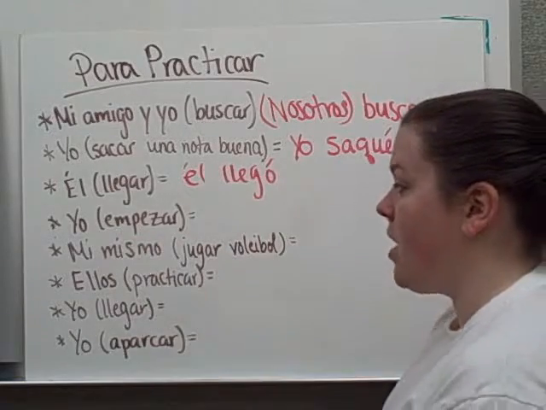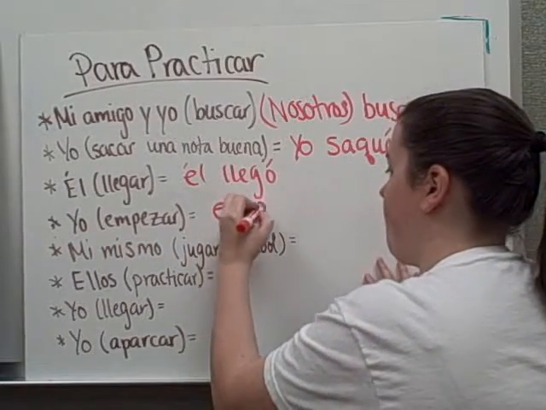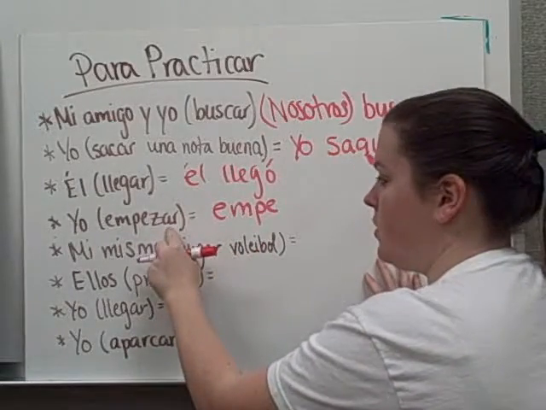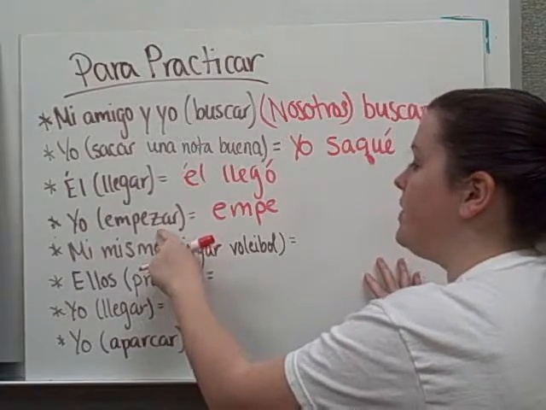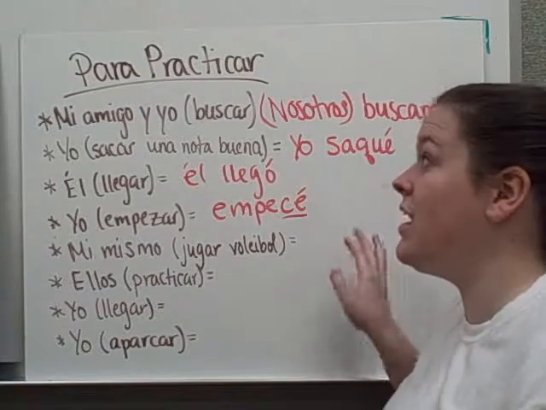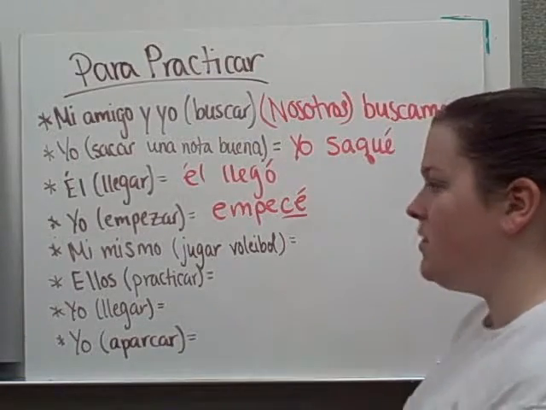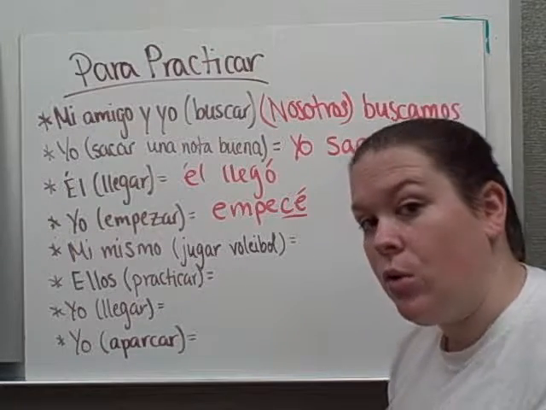Here with yo empezar, the subject is yo. I'm going to take the zar, so car, gar, zar, qué, gué, cé. Zar is going to go to empecé. Remember that the z disappears for this one. Now, the rest of these, I hope you have the answers to. We are going to go over in class.